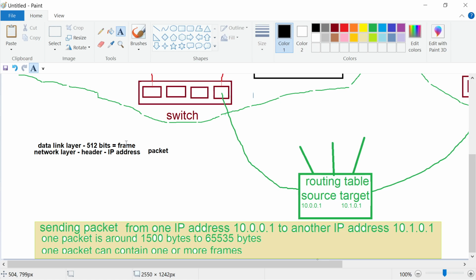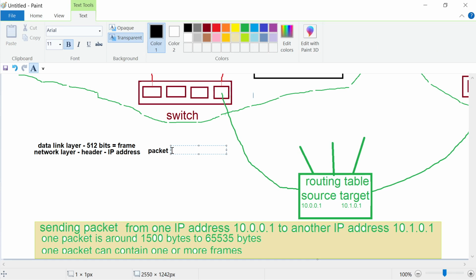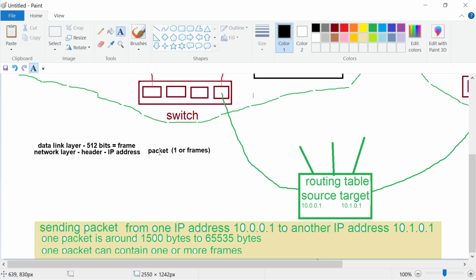When the data link layer sends the data to the network layer, it will give one frame. But this packet may contain one or more frames also. It is possible, no? So the network layer deals with packets. It can contain one or more frames. Is this clear?